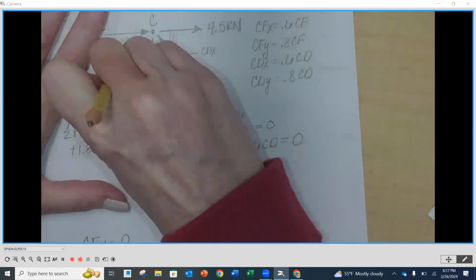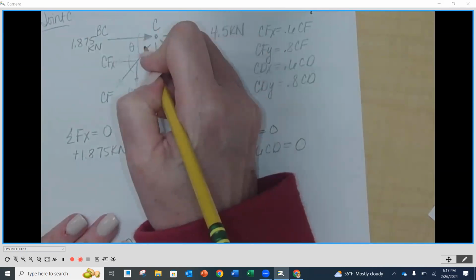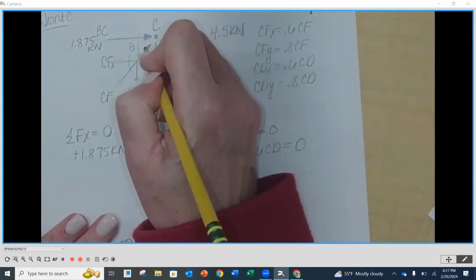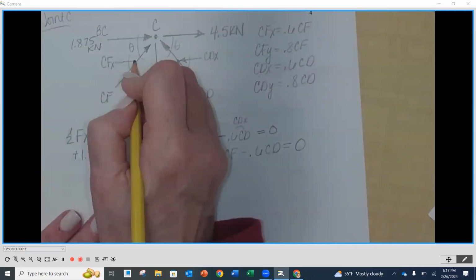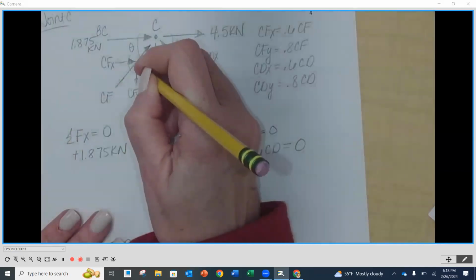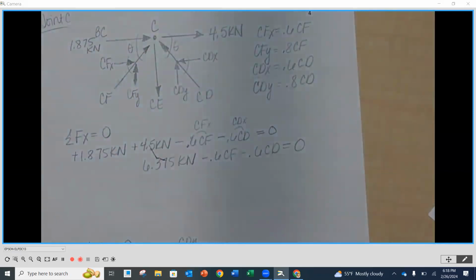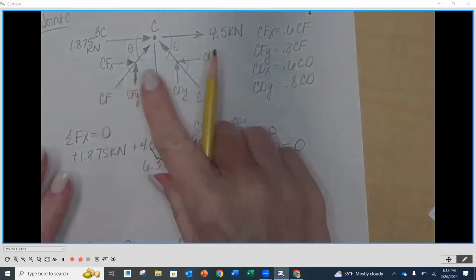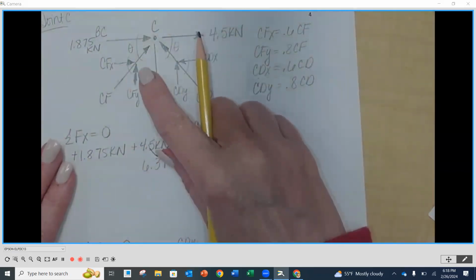So this is why we use pencil. We're gonna erase the arrowheads on all of our CFs. And we're gonna point towards the joint with CF, which means that our CX is gonna go to the right. And our CY is gonna go up. Okay? You have to do that work first, right? You have to get that right first.